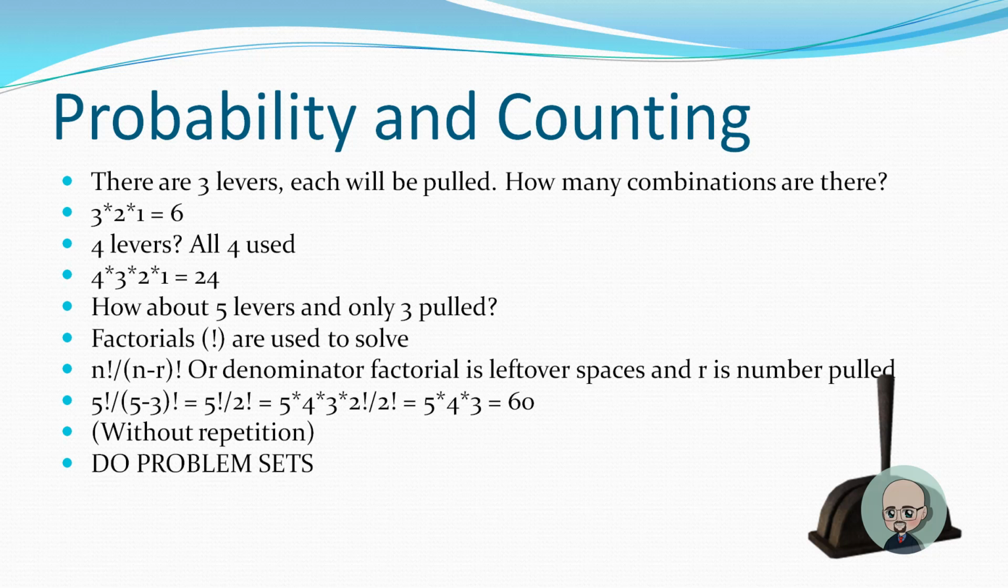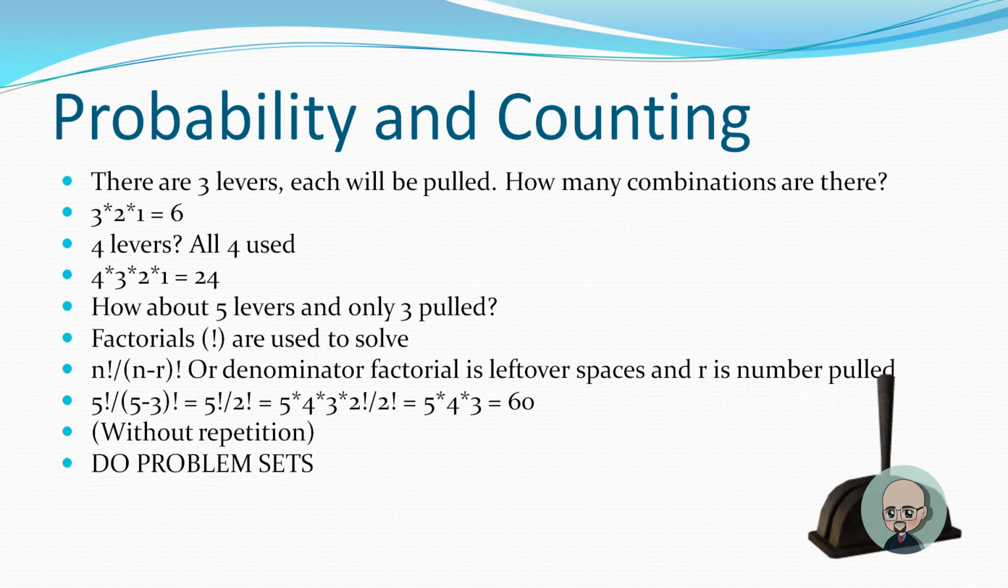And what that means is if you have 5 levers and only 3 are pulled, you have 5 factorial, and remember a factorial would be 5 times 4 times 3 times 2 times 1, divided by n minus r factorial, where r is the number that are pulled. You could also consider the denominator being the factorial of the number left over. It's the same thing. So 5 factorial divided by 5 minus 3 factorial is equal to 5 factorial divided by 2 factorial. And you go, whoa, I don't know what this is. Don't worry, we're going to go over how you do that.